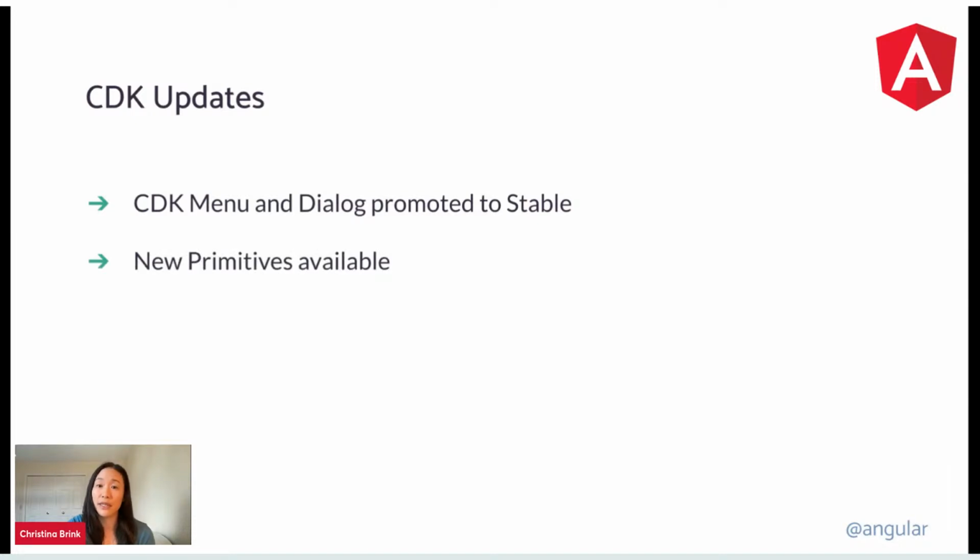There are also new primitives available in the CDK. These new primitives can be used to create more accessible custom components based on the ARIA menu and menu bar design patterns. New methods have been added to the harness loader to check if a harness is present and to return the harness instance if it is present. And by the way, harnesses are a great way, if you're doing migrations for components, to help with that process.